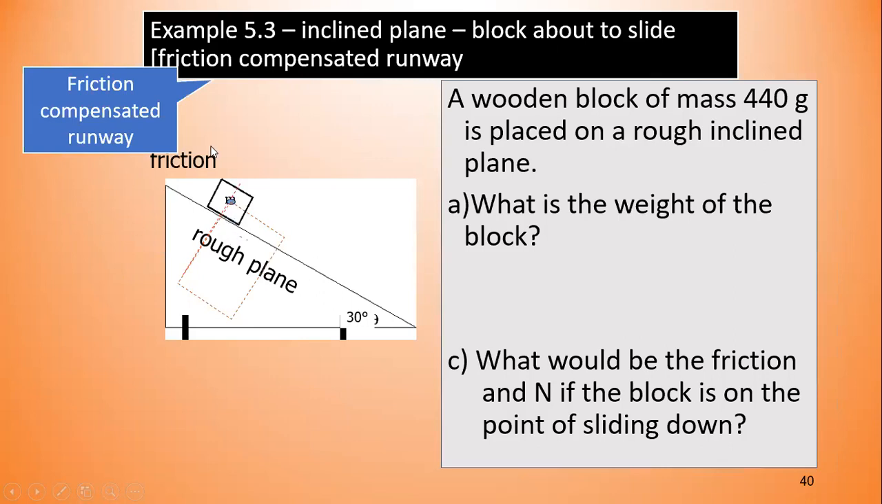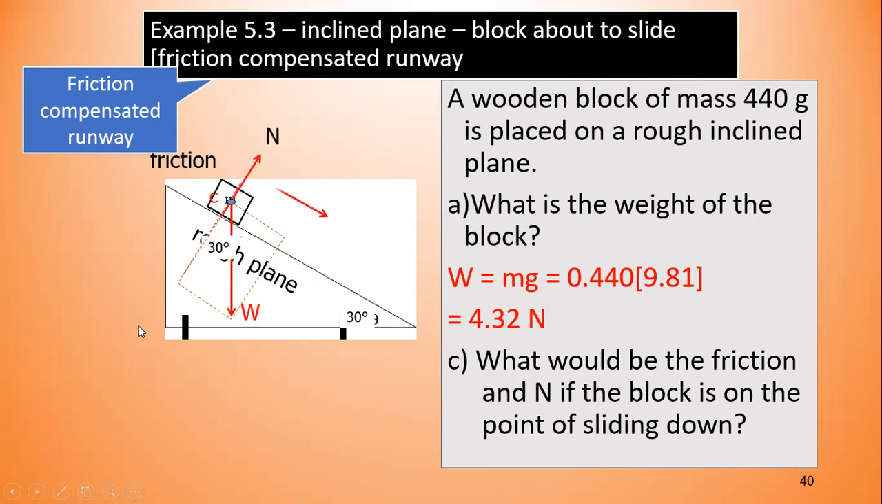This is usually called friction compensated. That means the friction is compensated by the component of the weight down the plane. So there's the center of gravity, and the weight is mg. There's a mass, change it to kilograms, times 9.81, and I use 10 for A level or STPM, 4.32. So that's your weight. And this angle 30 is equal to that angle 30. Remember that.